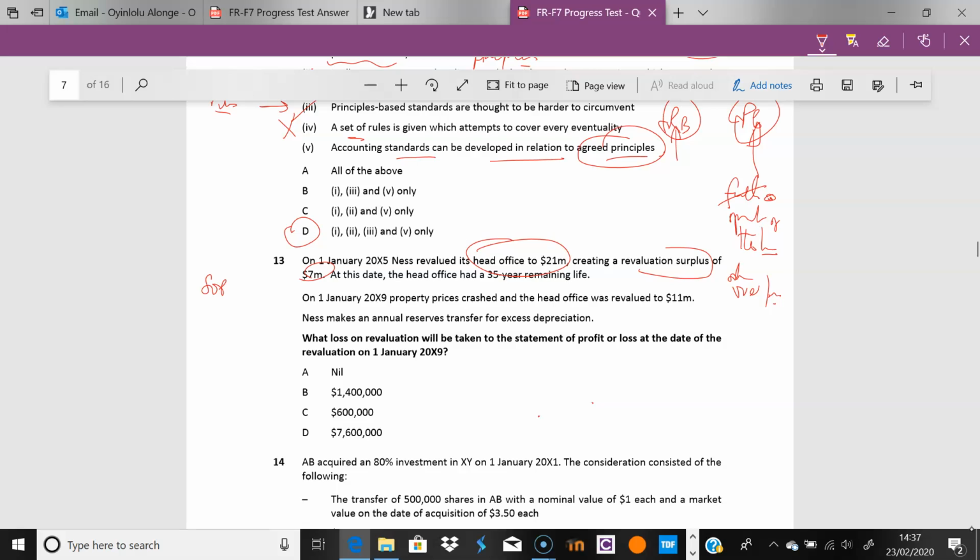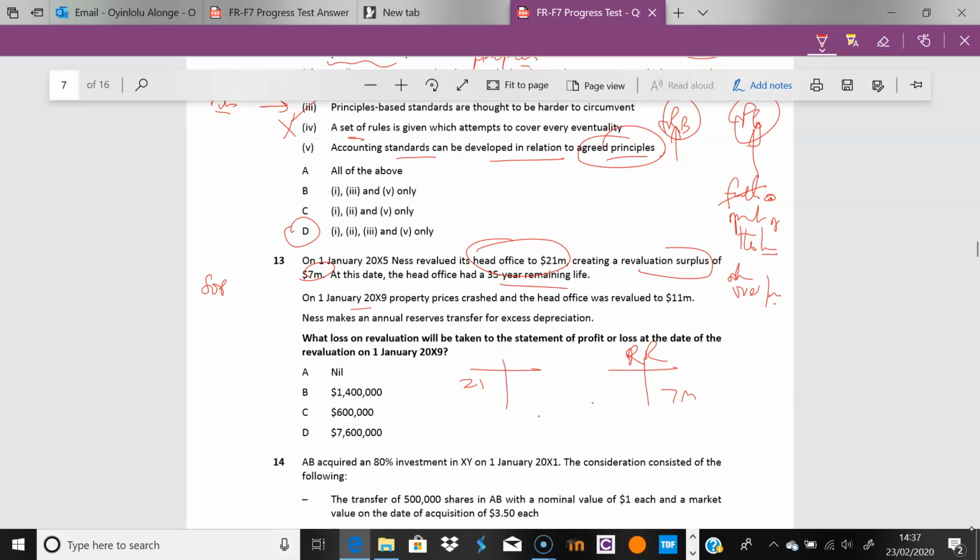It's just this change in fair value. So you can recognize it in other comprehensive income, in effect, or if you like, as a revaluation surplus. So what we have in effect is this thing has been revalued to 21 million, and we have a revaluation surplus or revaluation reserve, if you like, of 7 million, and it tells us we have 35 years remaining on the life.